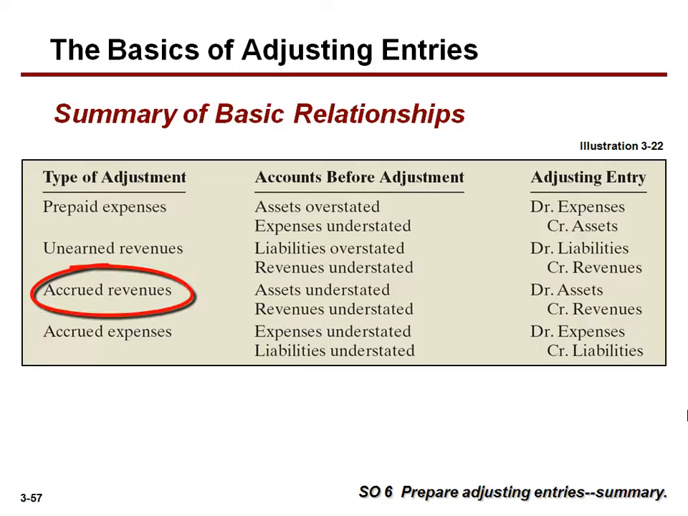Accrued revenues, these are conditions where no cash has flowed yet, but we've made a credit sale, and so before making the adjustment, our assets are understated. For credit sales, it's accounts receivable that is understated, not yet recorded, and regular sales revenues have also not yet been recorded, and so they're understated until we make the adjusting journal entry. Debit assets, debit accounts receivable, credit revenues, credit sales revenues. Those are earned revenues.